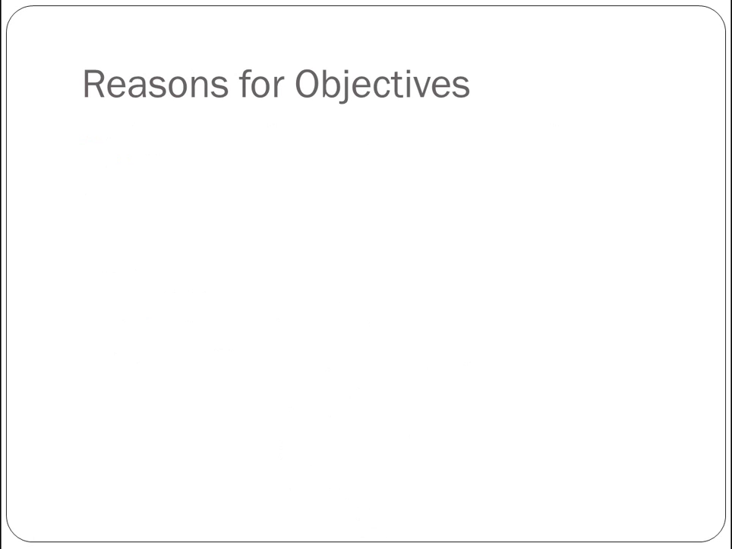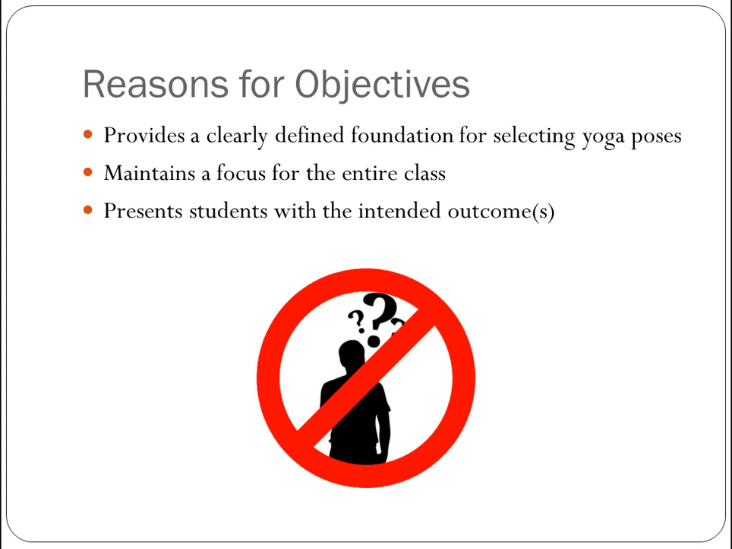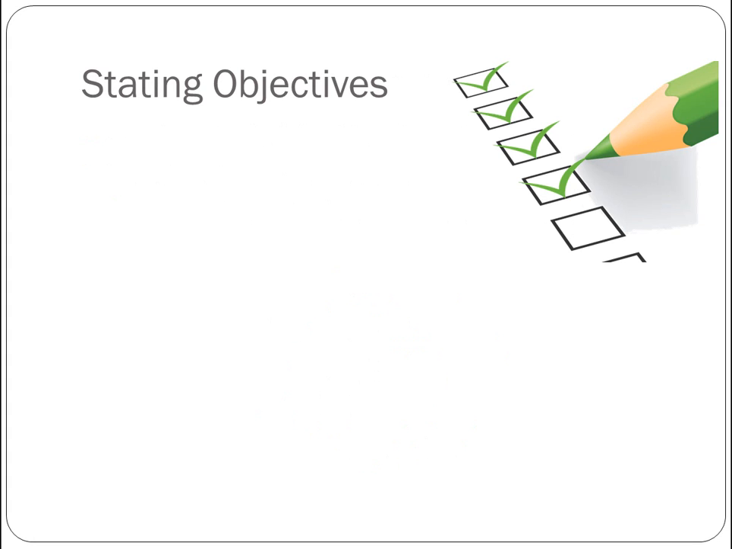Reasons for stating and using objectives include: they provide a clearly defined foundation for selecting poses to include in the class. They help maintain a focus for the entire class. And they present students with the intended outcome or outcomes of class. Now, objectives are different than the benefits of a pose, although they may incorporate aspects of the benefits.